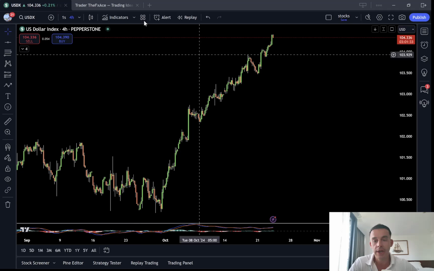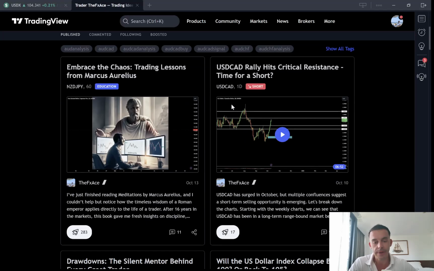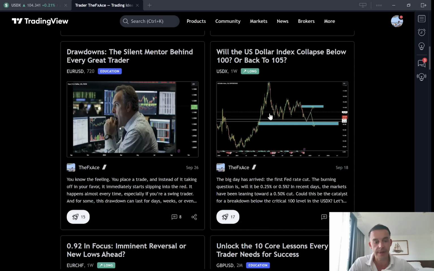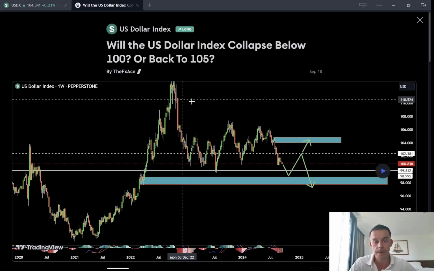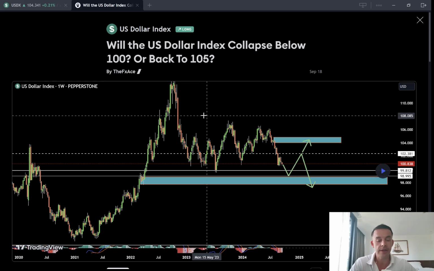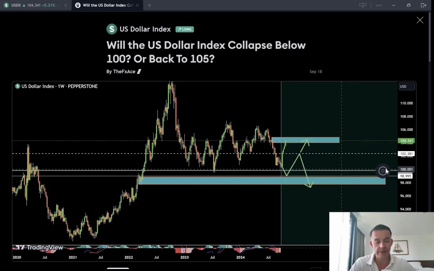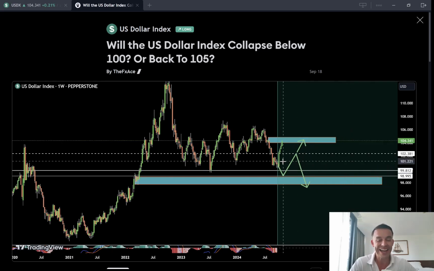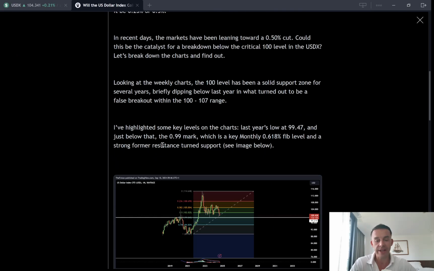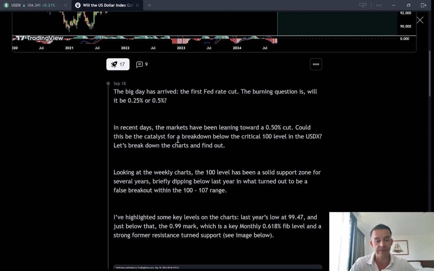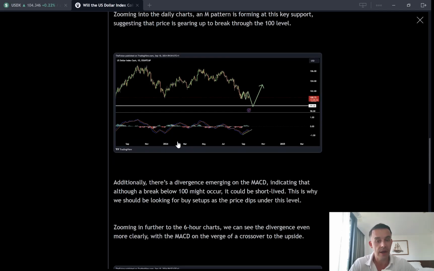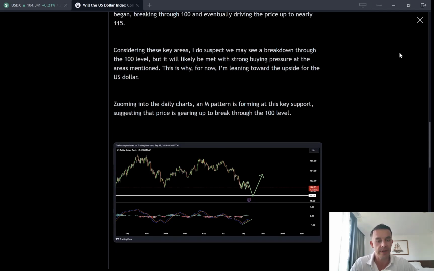So, the USD dollar index. This was a trade idea that I posted this time last month. I expected the move down, maybe down below 100. We did get the move down towards 100, and then I expected a rally to happen from there. So it went exactly as expected. If you want a written explanation of that, just head over to TradingView and you'll be able to understand what I was looking at with that setup.